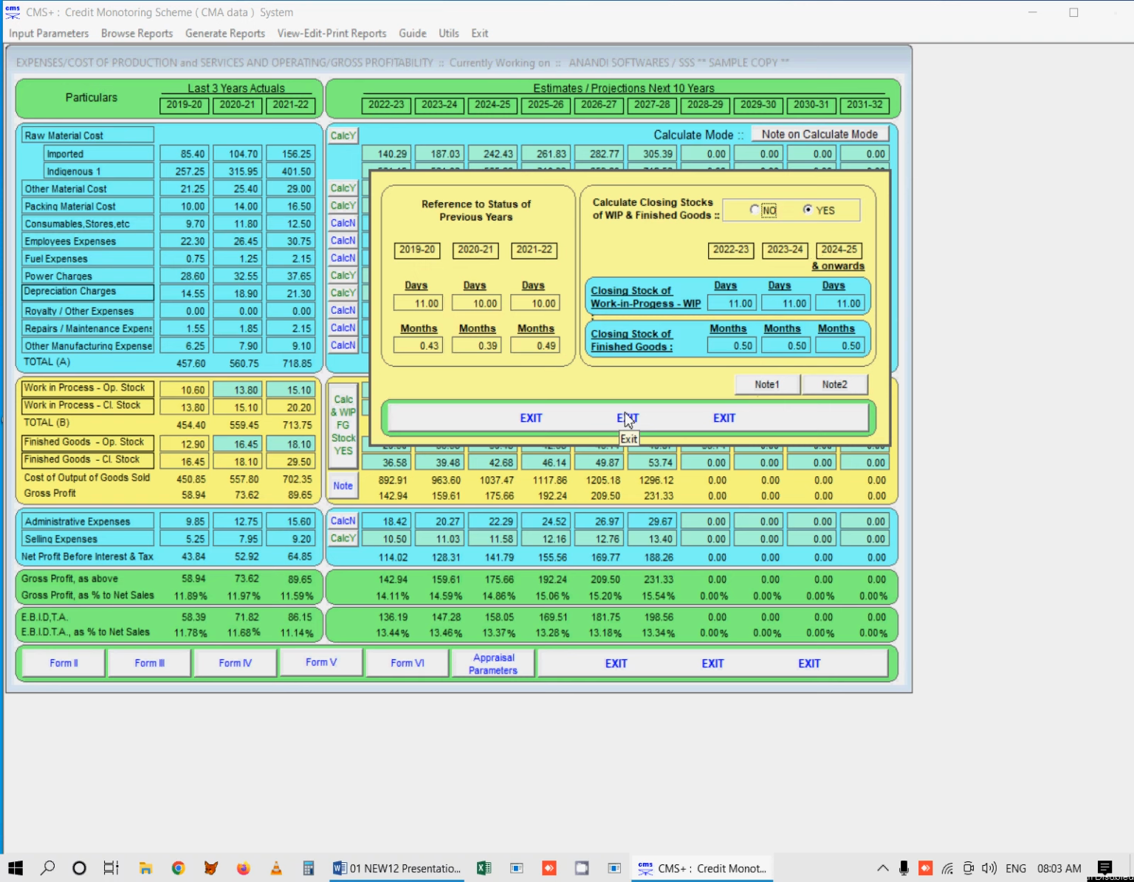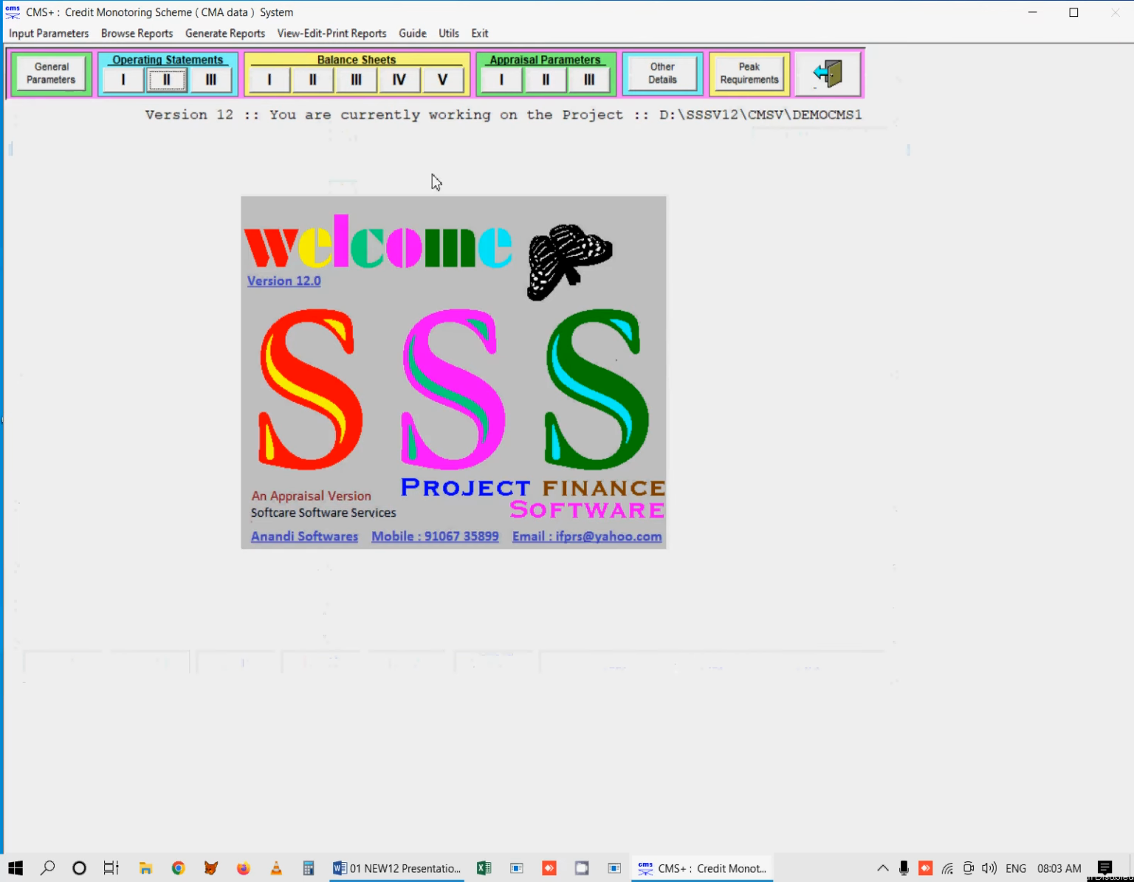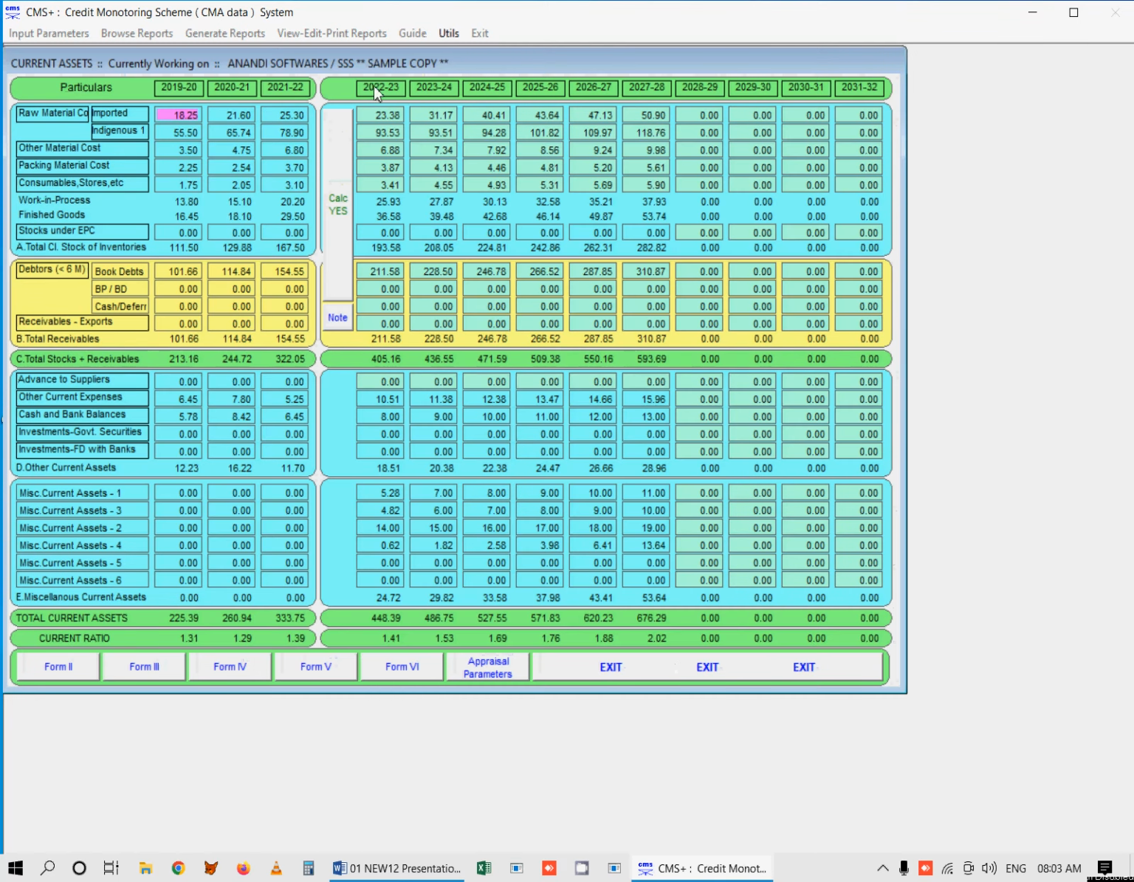As you exit the screen, you will find all the workings placed, getting stocks of WIP and finished goods for all the years. B. Calculating of all type of stocks, inventories, receivables, advance to suppliers, etc. We switch over to the current assets screen.